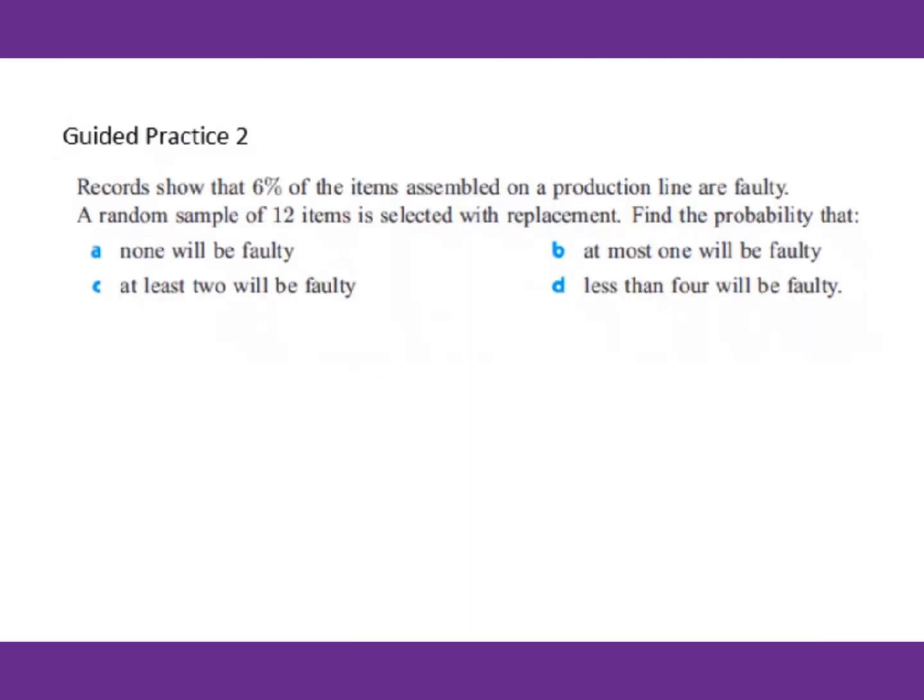Guided practice 2. Records show that 6% of the items assembled on a production line are faulty. A random sample of 12 items is selected with replacement. Find the probability that A, 0 will be faulty. According to the given information, we know that n equals 12 and the probability equals 0.06. For A, we are looking for the probability X equals 0. This is a binomial distribution.